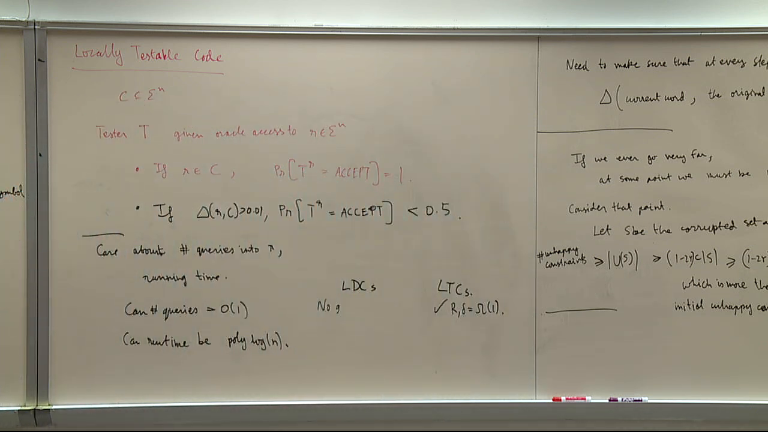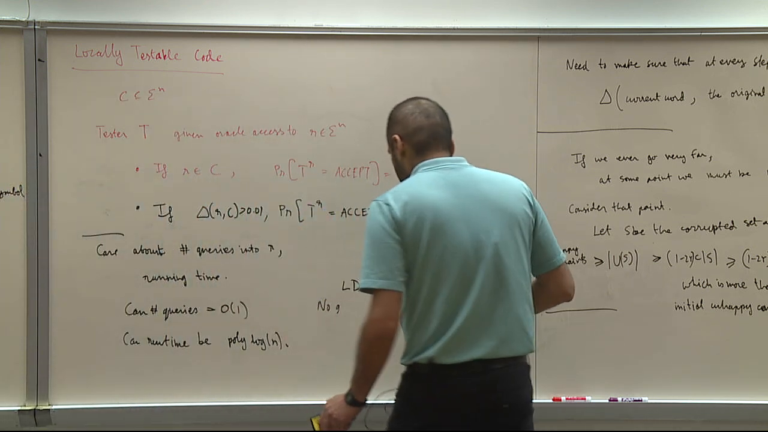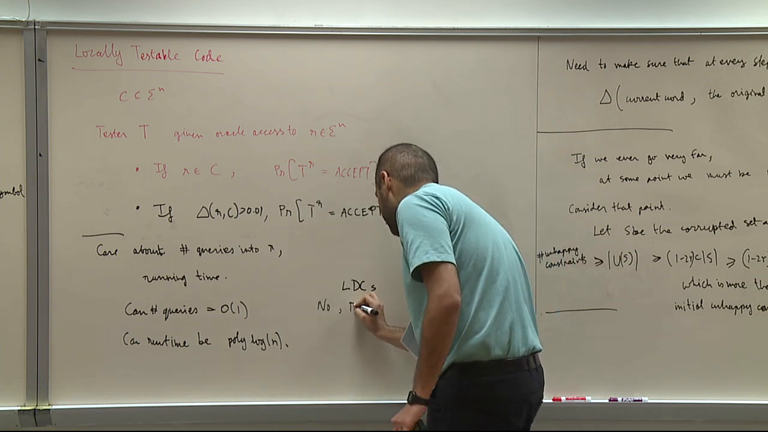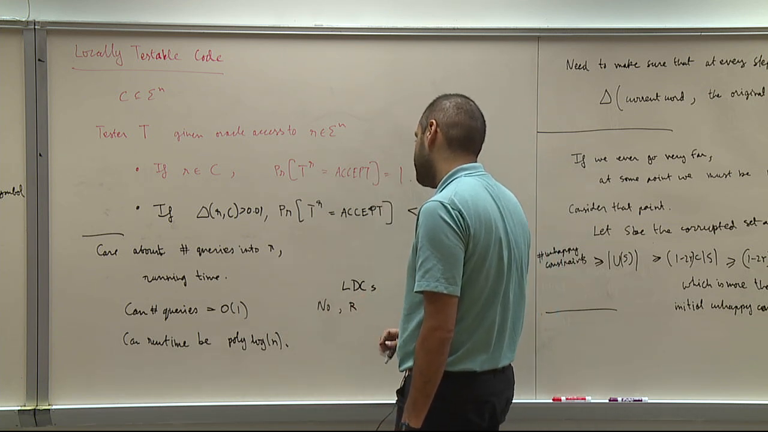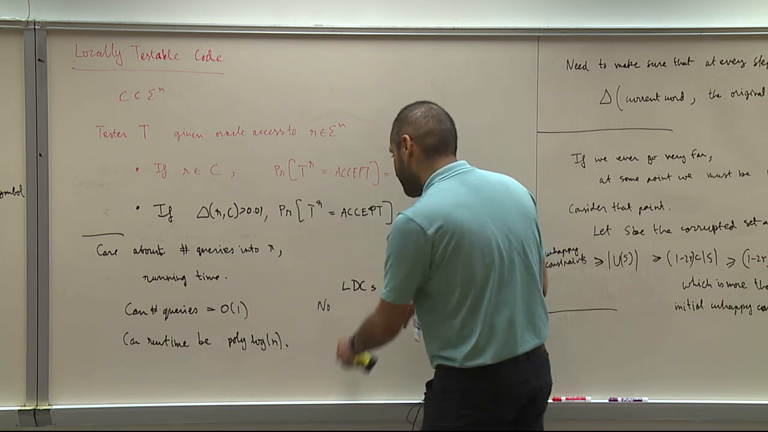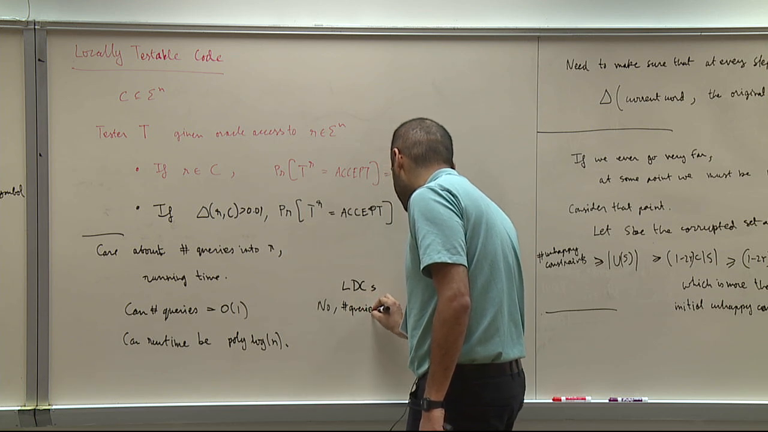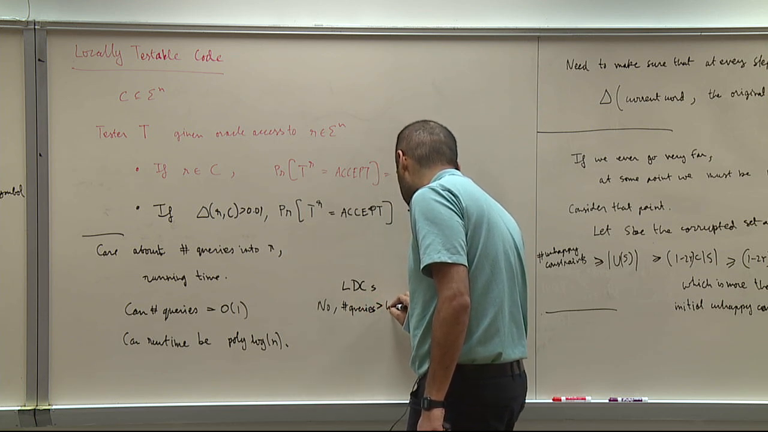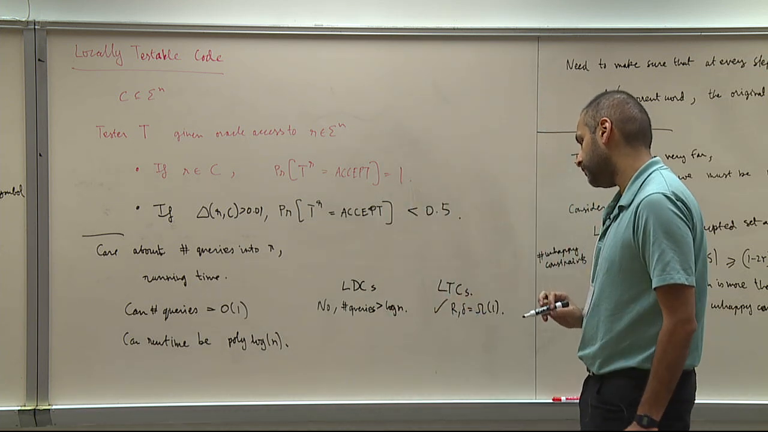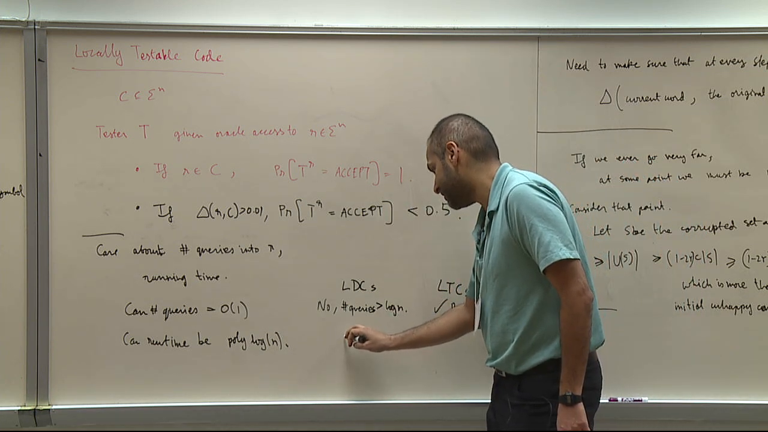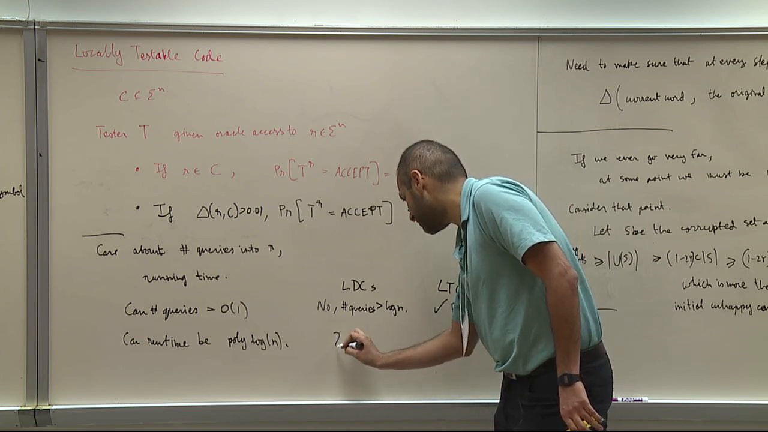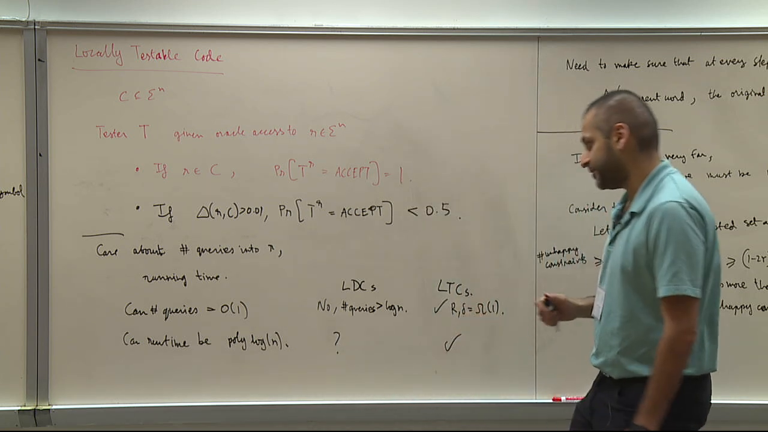So in all of these, delta is omega 1 for all LTCs and LDCs, at least for what I'm saying right now. So no, you cannot have this. The rate, you just cannot have it. The number of queries has to be at least log n. And this we don't know. And this is, yes, by the same construction.